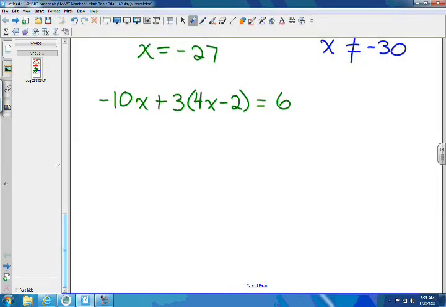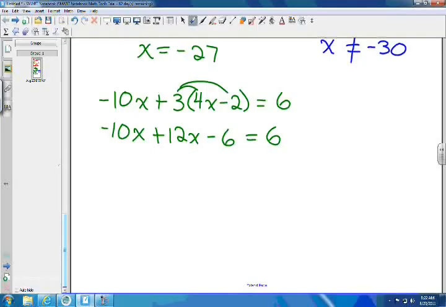What you have to make sure and do is simplify both sides of the equation completely before you ever try to move something to the other side or vice versa. Okay? You have to look at each individual side and make sure there's nothing you can do before you start moving things over. So can we do anything to this side? Distribute the 3 in. So the negative 10x is going to stay the same, and you're going to distribute that 3. So it'll be plus 12x minus 6 equals 6.